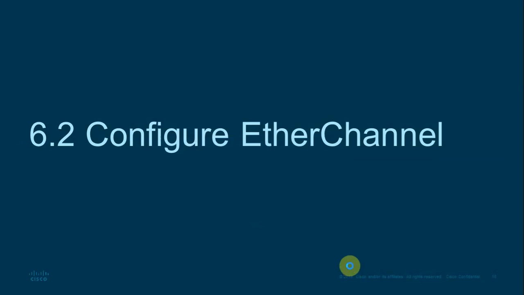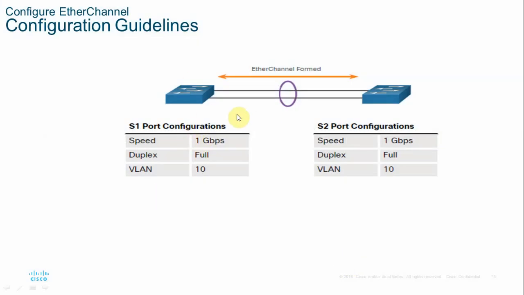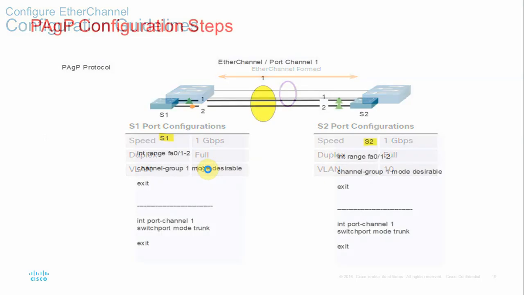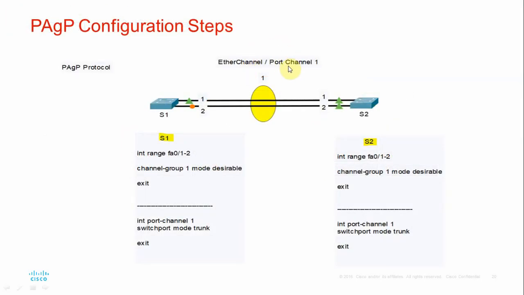This is the theory of EtherChannel. How do we configure it? Before we configure an EtherChannel, make sure that both ports of the switch have the same speed, the same duplex mode, and the same VLAN number. See, 1 Gbps speed, full duplex, and VLAN number 10. Now, how do I configure the EtherChannel, Port-channel 1, with PAgP on S1? The port numbers are 1 to 2, so interface range 0/1 to 2, channel-group 1 mode desirable. Desirable means both are active negotiators. Then exit, mention the port-channel number, and make it a trunk port. Remember these commands.